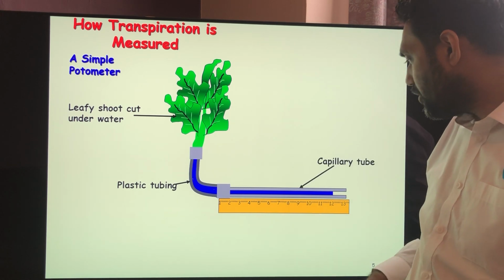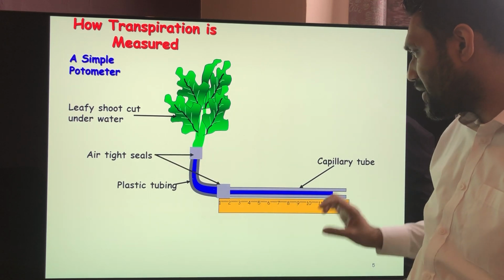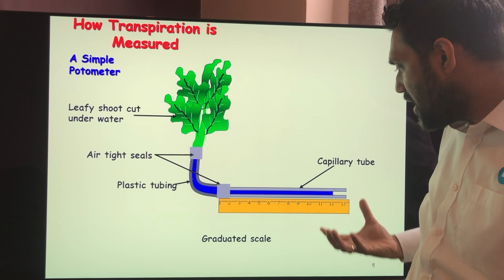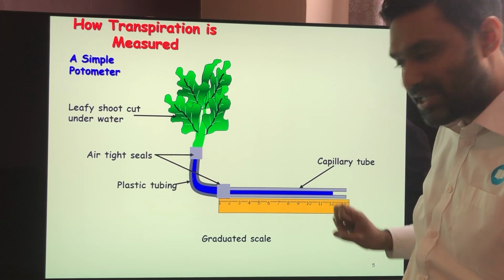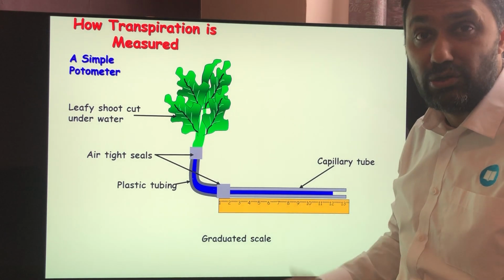When you set it up, you've got to make sure that all the seals are tight. Once I've got it set up with a beaker of water, I've got to make sure I get one bubble set up in that system. I've got my graduated scale. It's basically a ruler.